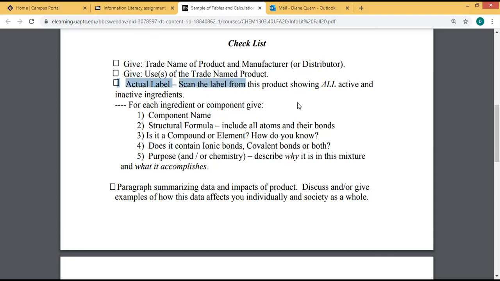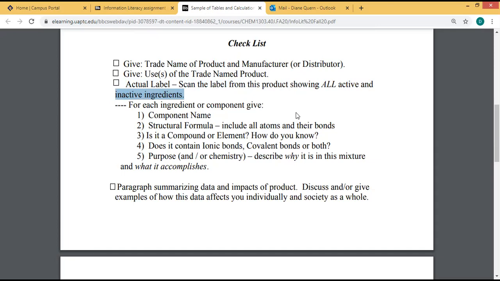So you can take a picture and then just put that picture in the body of your paper, or you can look up a picture of the label on the internet and use that picture. It doesn't matter to me. You need to make sure that you are showing all active and inactive ingredients, because I'm going to be looking at this label and making sure that you did characterize all ingredients. So if you skipped a few, you're going to be losing points.